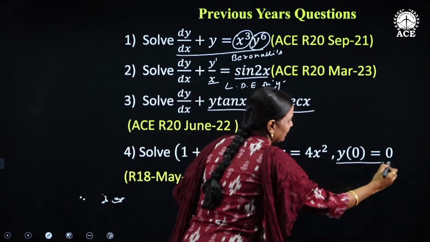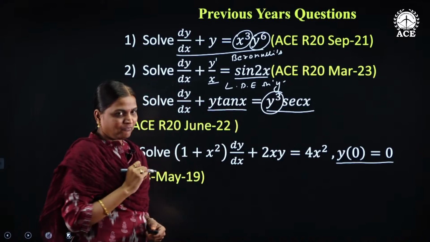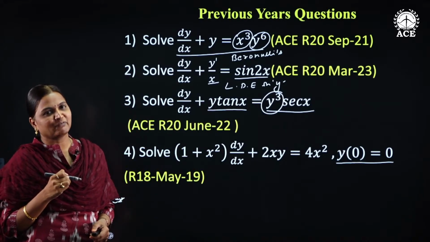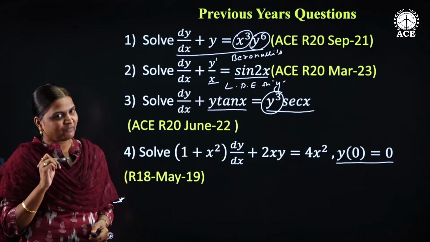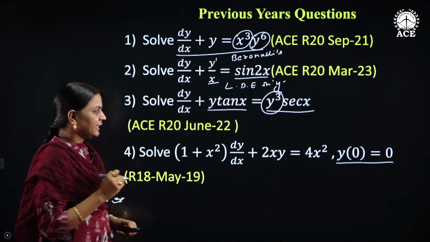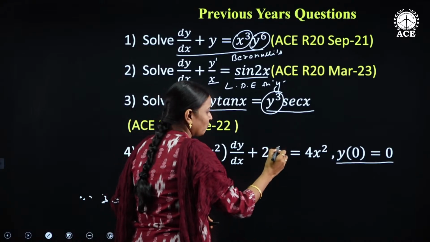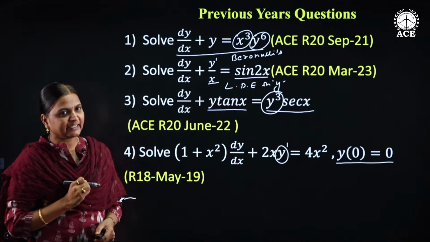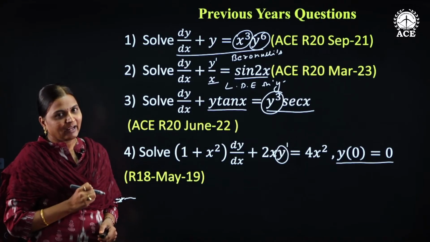Leave about this condition. So first, identify the nature of the differential equation. Which variable appears with power 1? That is very important. Now observe clearly, here y only. So y appears with power 1. Therefore it is a linear differential equation in y.